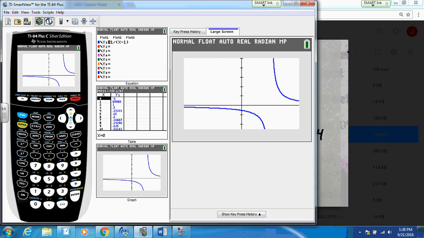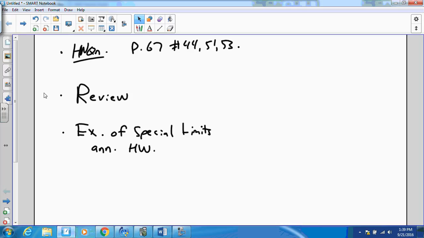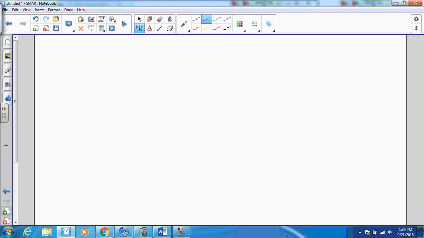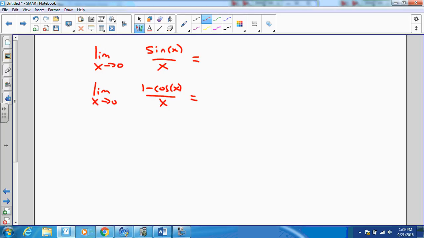Okay, fantastic. Let us now review the material that we covered yesterday. Remember that it came in 3 pieces. The first piece was 2 special limits that everybody needs to know. The limit as x goes to 0 of sine x over x, and the limit as x goes to 0 of 1 minus cosine x over x. What are the values of these limits, everybody, all together? Top one is 1, bottom one is 0. Good.